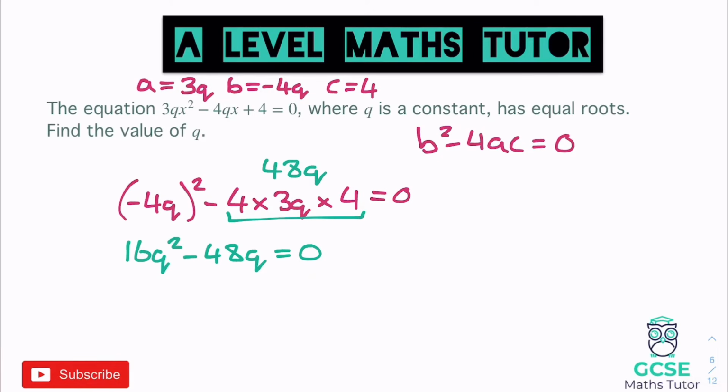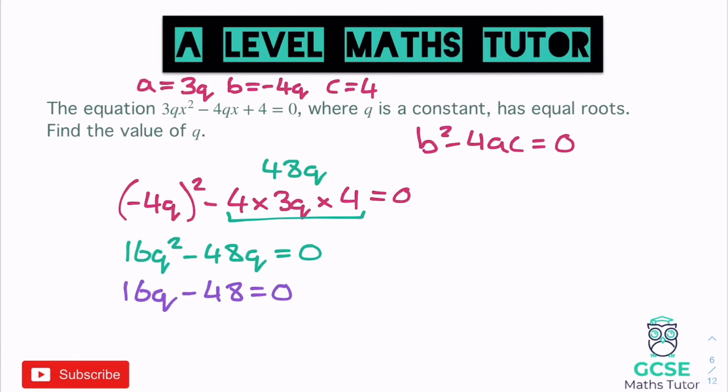Now we can go about solving this in different ways, okay? But essentially we can factorise what's on the left here, and then divide, or we could divide both sides by some factors. We could divide both sides by q to start with, if you want to take it in steps. So if we divide both sides by q, that would be 16q minus 48 equals 0.